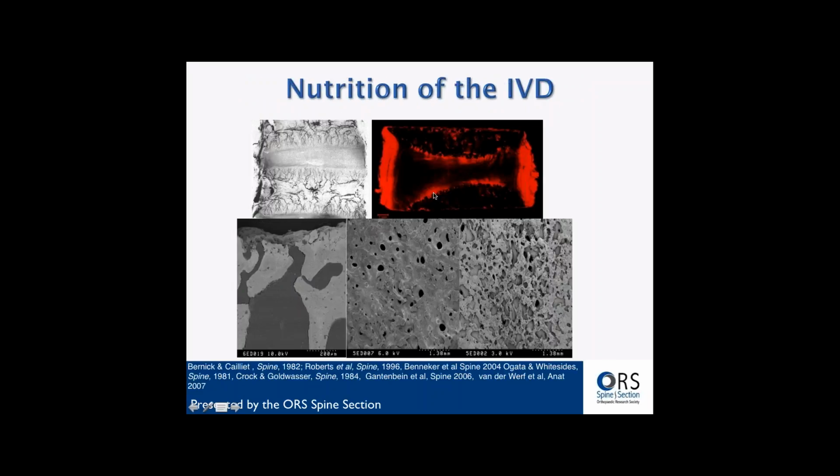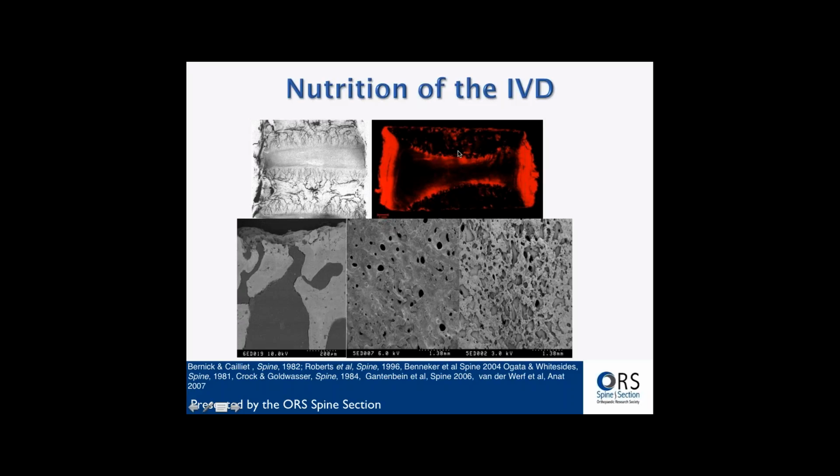Now, when we look at nutrition for the intervertebral disc, look here on the top left. This is an image with a sagittal view of a human intervertebral disc, and the blood vessels have been stained with a contrast agent. You can really see how nicely, how fragile these blood vessels go in a capillary system to the cartilaginous end plate, but there is no blood vessel inside the healthy disc. So that means all nutrition has to go through these end plates into the center of the disc.